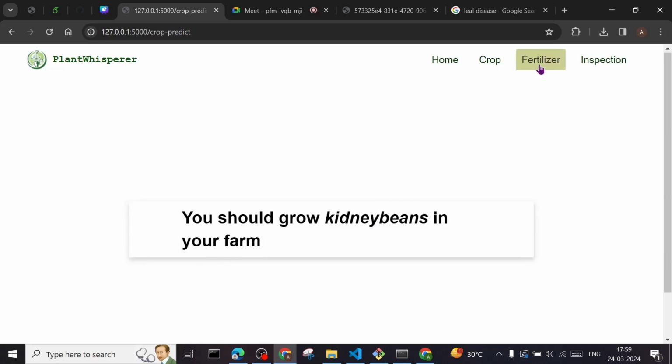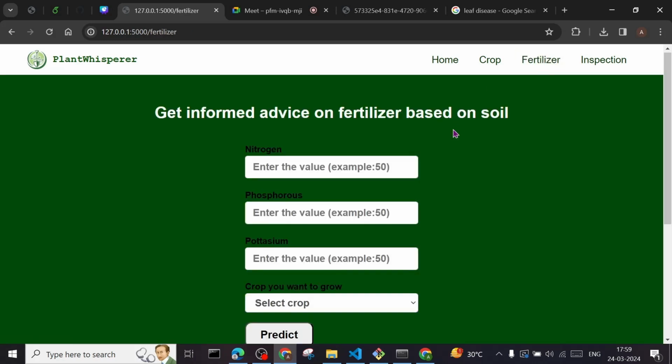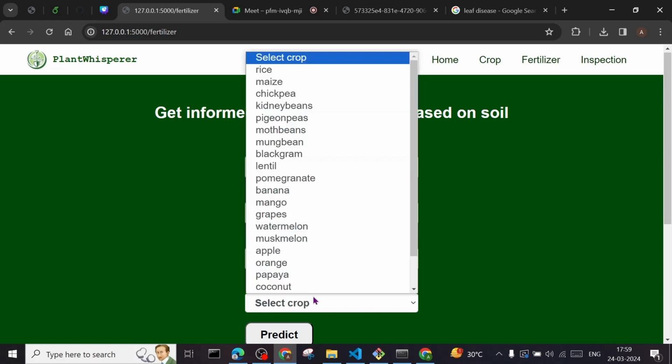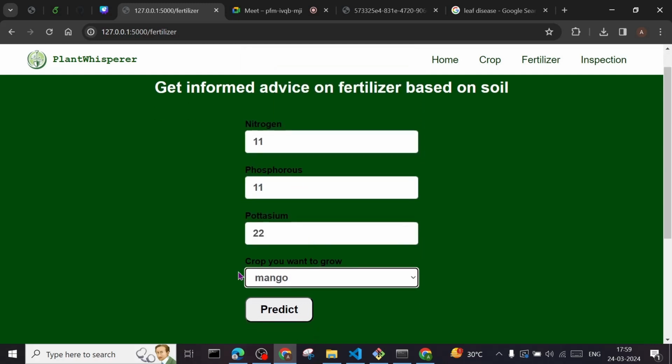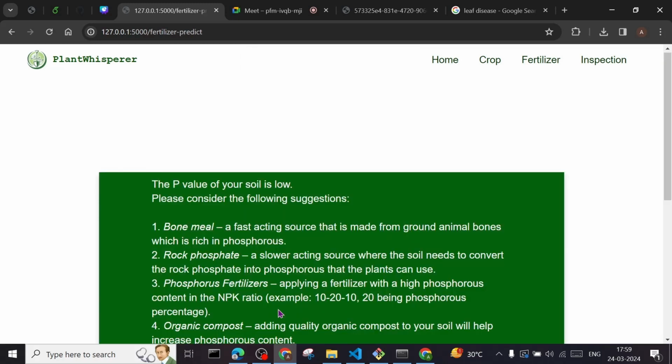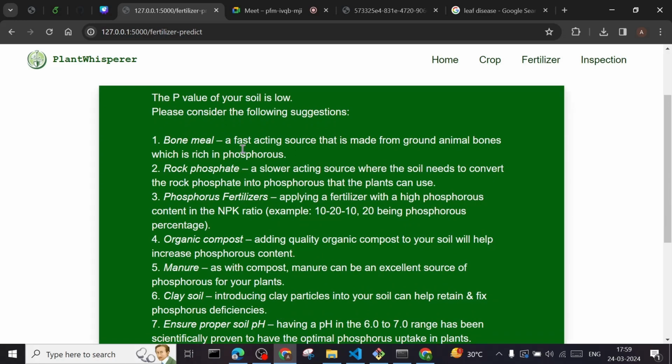Now the next service would be fertilizer. Here, when the user enters the input, they will get to know what would be the best fertilizer that should be suited for the given soil. So this would give the information about the fertilizer to be used for the betterment of the soil.